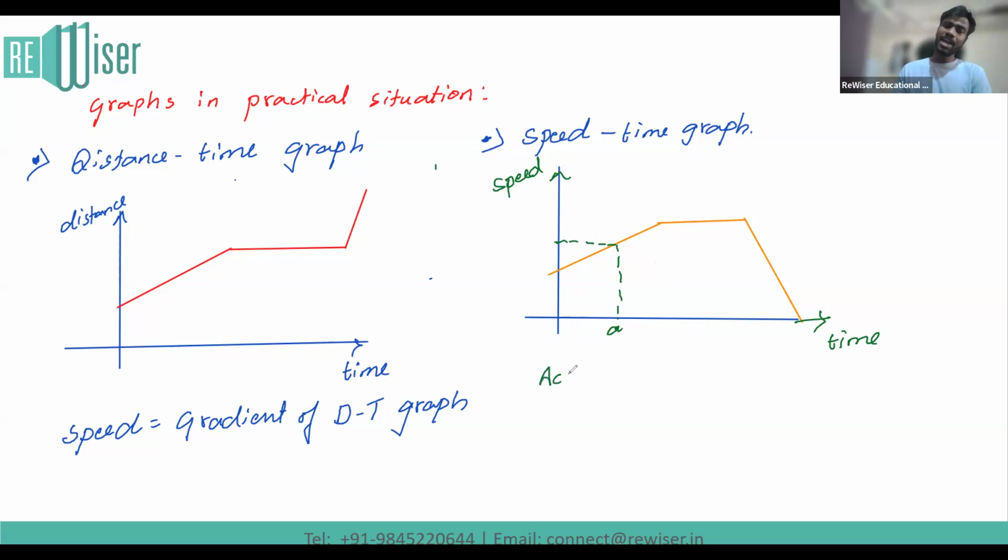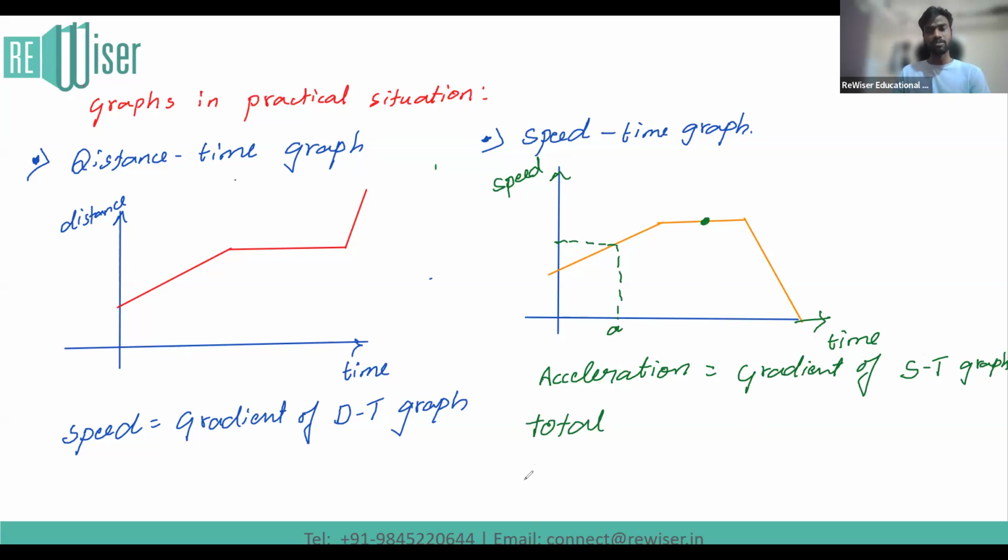And whenever we need to find the acceleration at any point, if I need to find the acceleration at this particular point, that's basically the gradient of that line. So acceleration is going to be the gradient of the speed time graph. And then the total distance traveled. Whenever the speed versus time graph is given, this is one of the very, very important questions we should know how to answer.